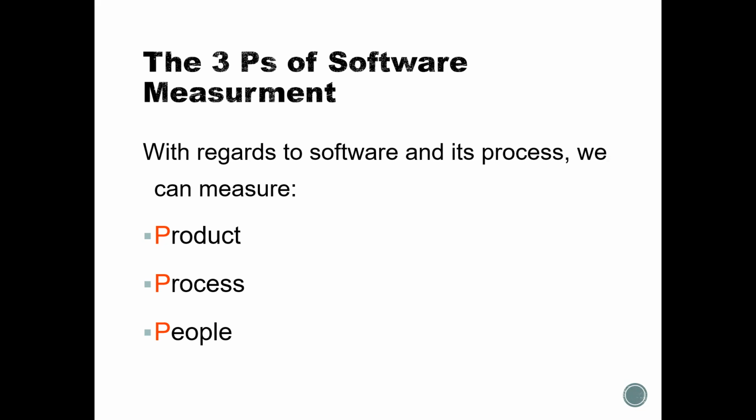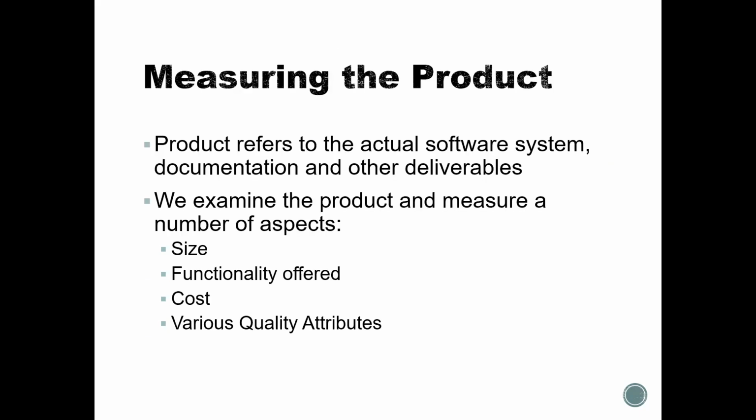So if you see the whole life cycle, we have product, process, and people, and we need to measure these three things together. It's not only about product, it's also about process and people. And we are going to see in our next slides why we want product, process, and people, and how we can measure them. So let's start first with measuring the product.